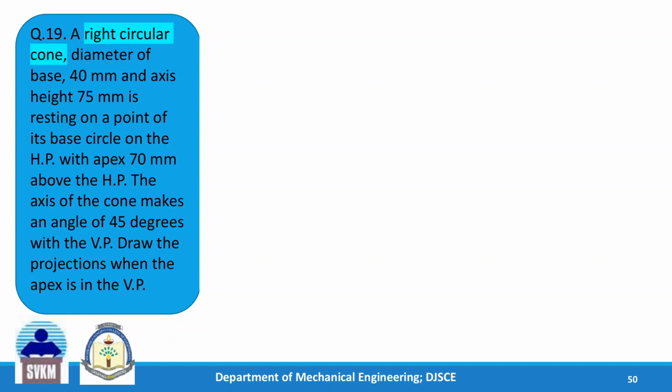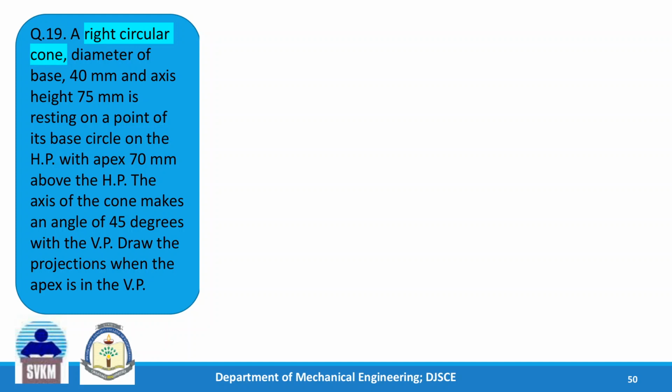Write circular cone, diameter of base 40 mm, axis height 75 mm, is resting on a point of its base on HP. So this gives the data for the first step. It is resting on the point of the base on HP. So first step, we will keep the axis perpendicular to HP and the cone resting on its base on HP.